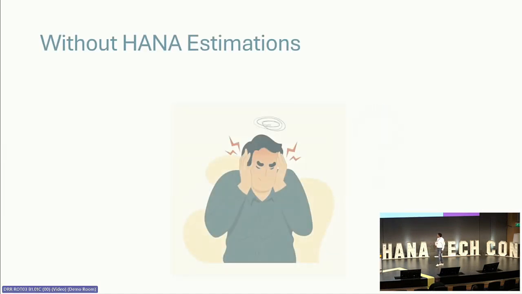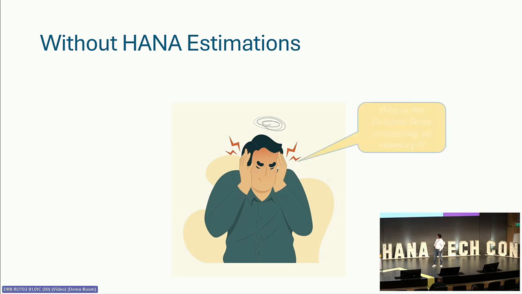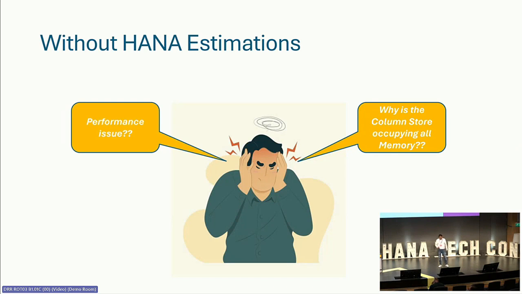So let's have a look at the typical pitfalls, the typical surprises one could encounter if you don't have proper sizing estimations. You would encounter all your memory occupied by your column store, for example, or maybe some performance issue with some unexplained reasons that you could not figure out. With great difficulty, you identify a custom code, you go to the developer and he says, no, nothing has changed. Of course, nothing has changed, but the surrounding environment keeps changing.